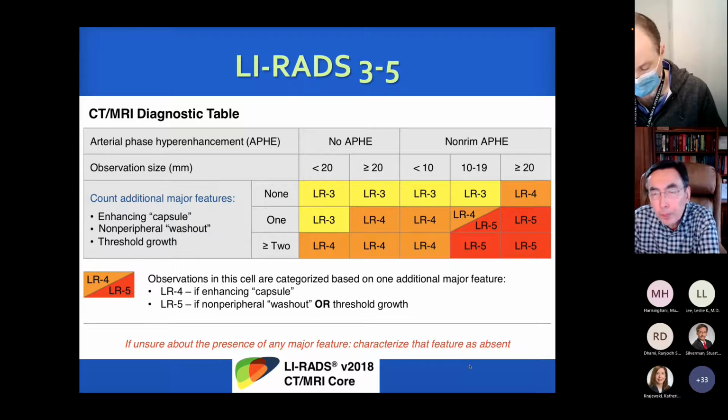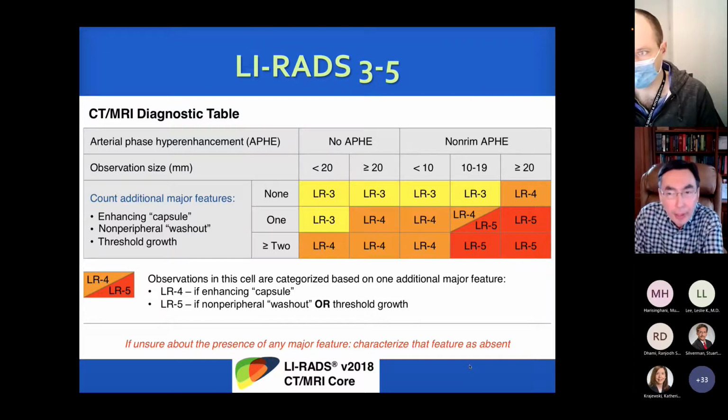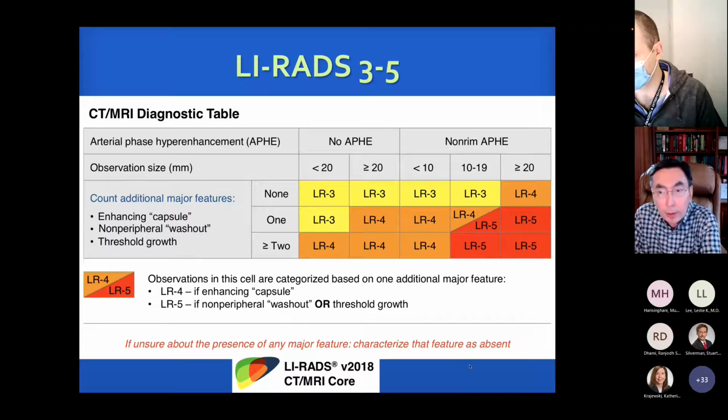So using this table, you just start off, is there arterial phase hyperenhancement? And that gets you into the right three columns. And then you stratify by size, and that gets you into a specific column. And then you decide whether or not there are additional major features to assign the LI-RADS classification. Notice that you cannot have LI-RADS 5 for lesions less than 10 millimeters. And similarly, if there is no arterial phase hyperenhancement, you cannot assign a LI-RADS 5. That's sort of the sine qua non for the LI-RADS 5 classification.